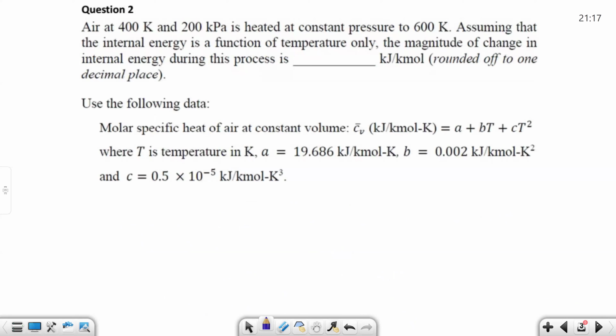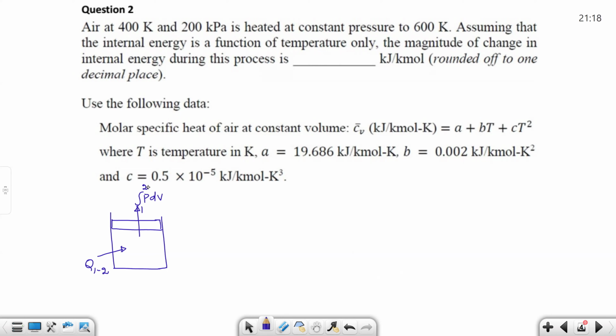Now we move to the next question. Here, at 400 kPa and 400 Kelvin, and 200 kPa, it is heated at constant pressure. That means it is a closed system. When you say constant pressure heating process, it is a closed system. So you are heating it for a process 1 to 2. Constant pressure heating means there will be an integral PdV work with the pressure constant.